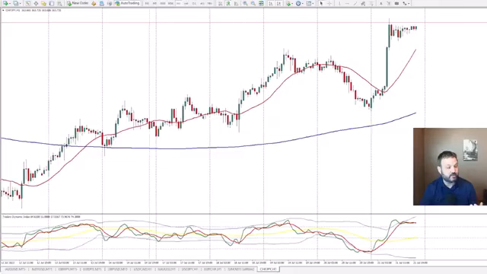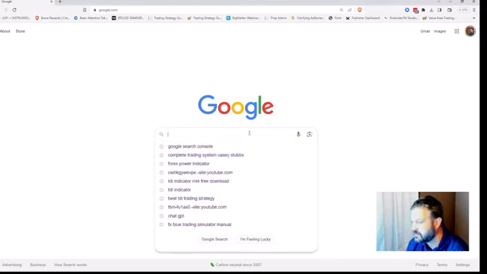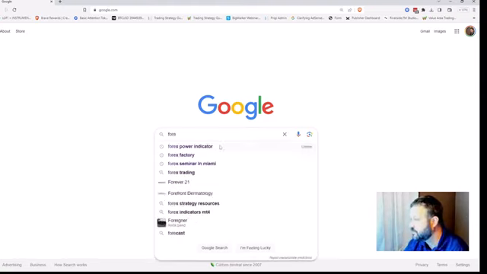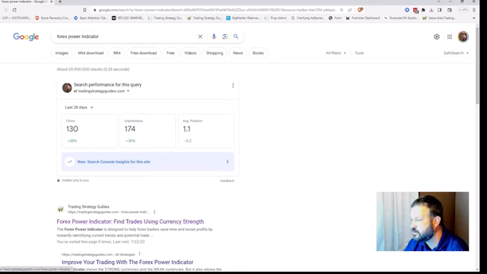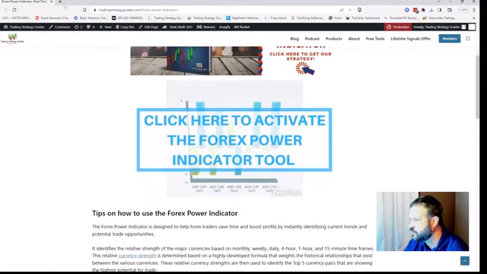So the very first thing we're going to do now is go over to Google and look for the strategy. We'll have the links in here as well, but you can do this by just searching Forex power indicator. If you search Forex power indicator right here, it will show you how to get to the tool. That's the first tool we're going to need.